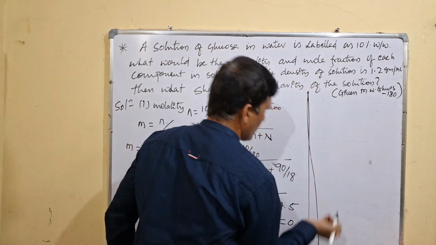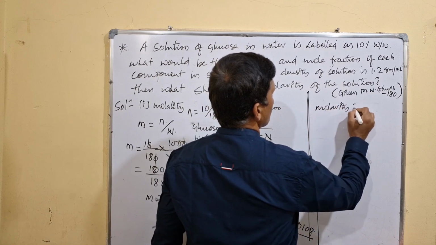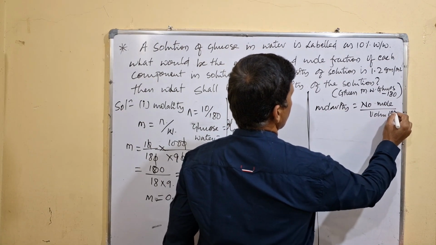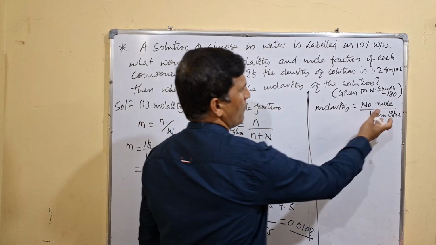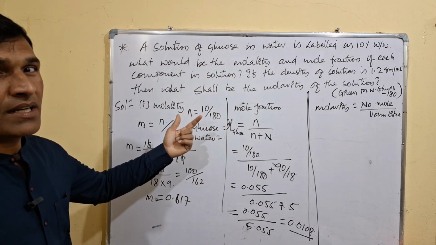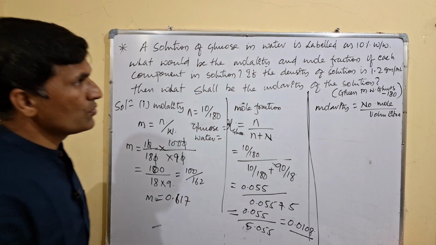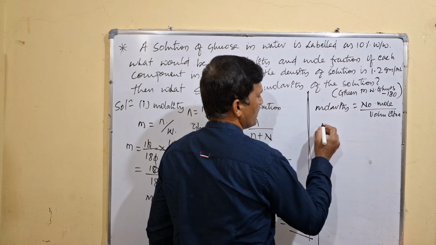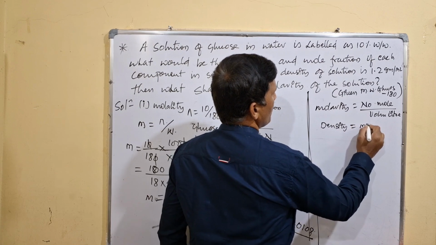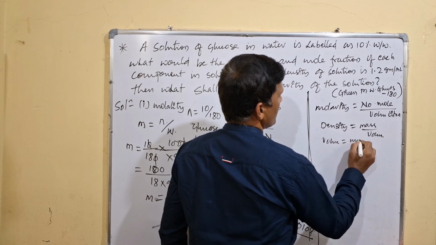The third part of this question is molarity. Molarity is equal to the number of moles divided by the volume of the solution in liters. The volume of the solution they have not given. They have given the weight in grams, which we have to convert into ml. To do that we take the help of density. Density is equal to mass by volume, so volume is equal to mass by density.